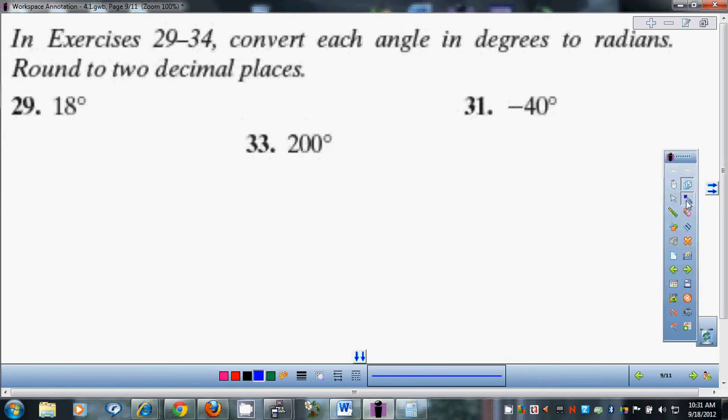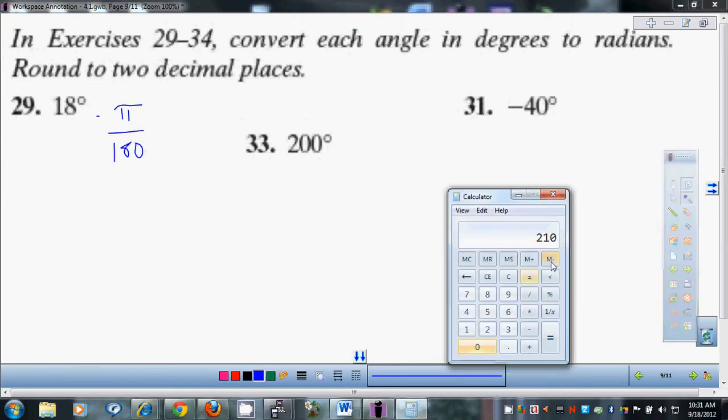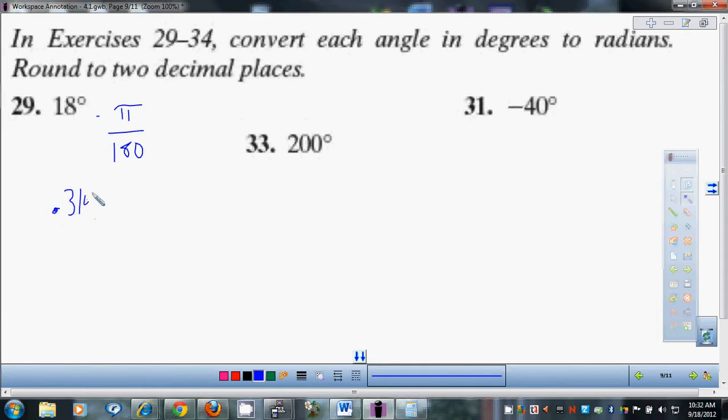So, converting this to radians, that's times pi over 180. And since it wants it in decimal places, you might as well just punch this straight into the calculator. Of course, you could reduce that and move your decimal point if you're pretty good with fractions, but you don't have to. 18 times pi, 3.142, divided by 180. My one button is sticking. 180. Click. 0.3142 is the radian equivalent to 18 degrees.